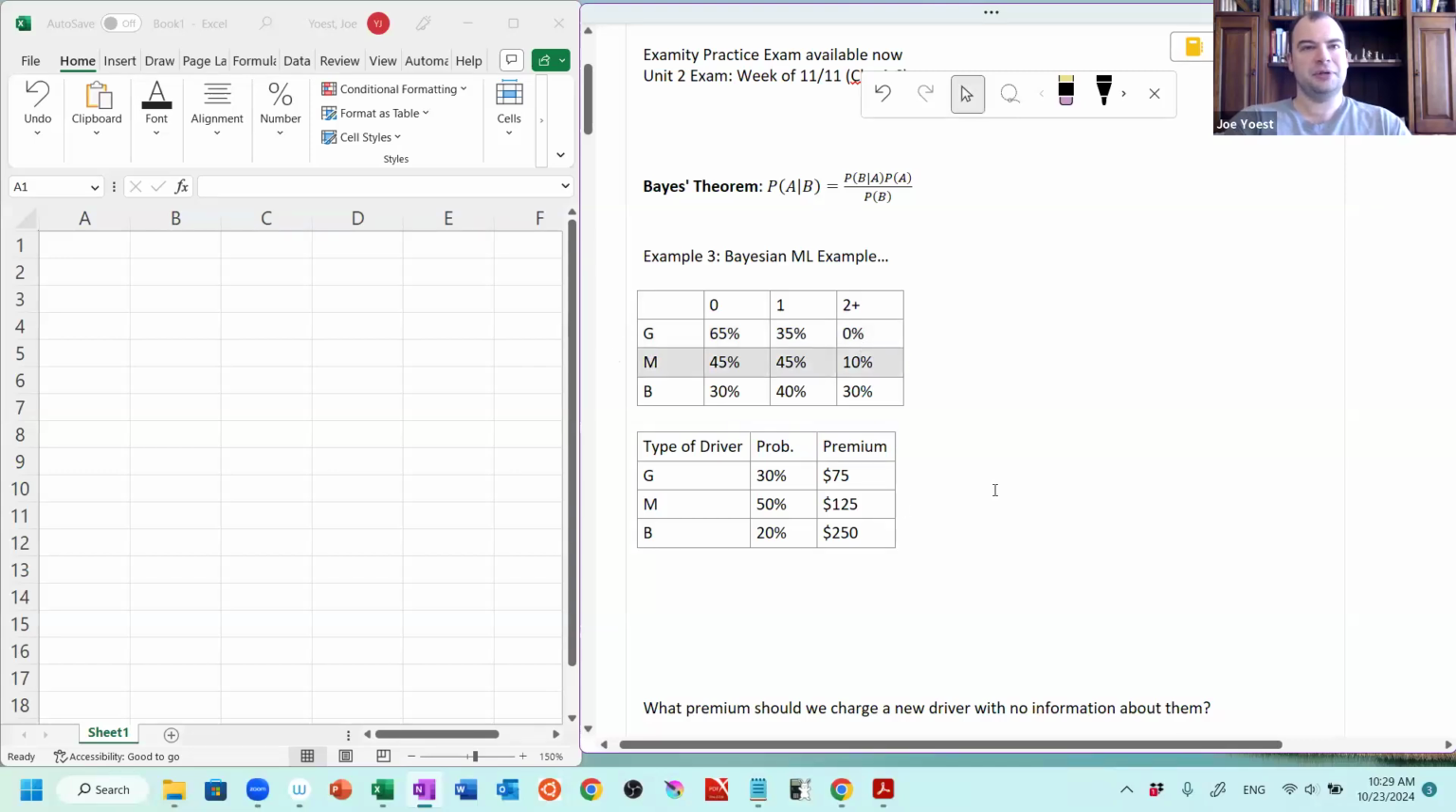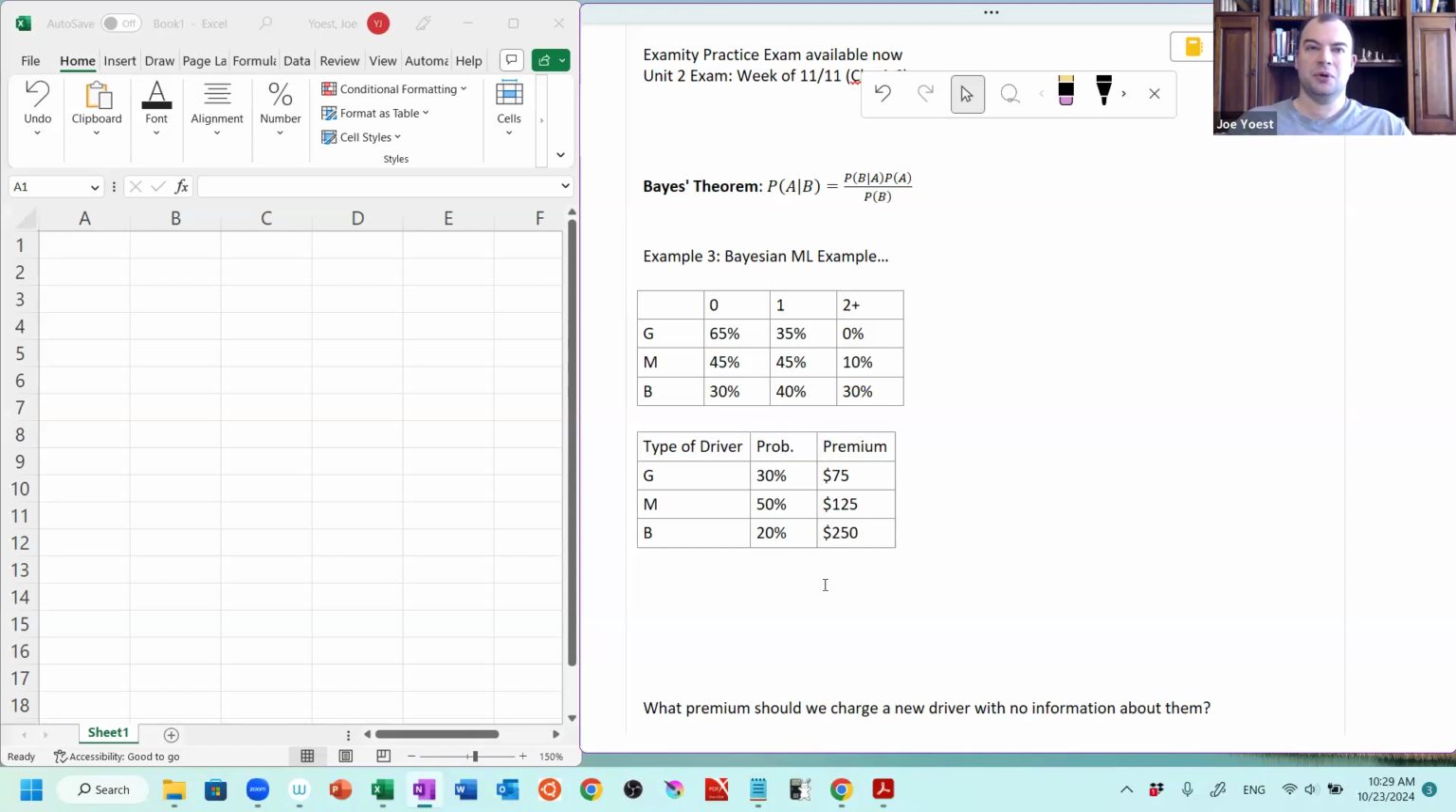Moderate drivers, in 45% of the years that they drive, get in 0 accidents, in 45% of the years, 1 accident, and in 10% of the years, 2 or more. And for bad drivers, the percentages are 30, 40, and 30. So we know something about the overall population of drivers, the proportion of good, moderate, and bad, and we know something about their behavior. So if I look at a particular driver and examine their behavior over a sequence of years, maybe I can dial in whether I think they are a good, moderate, or bad driver.